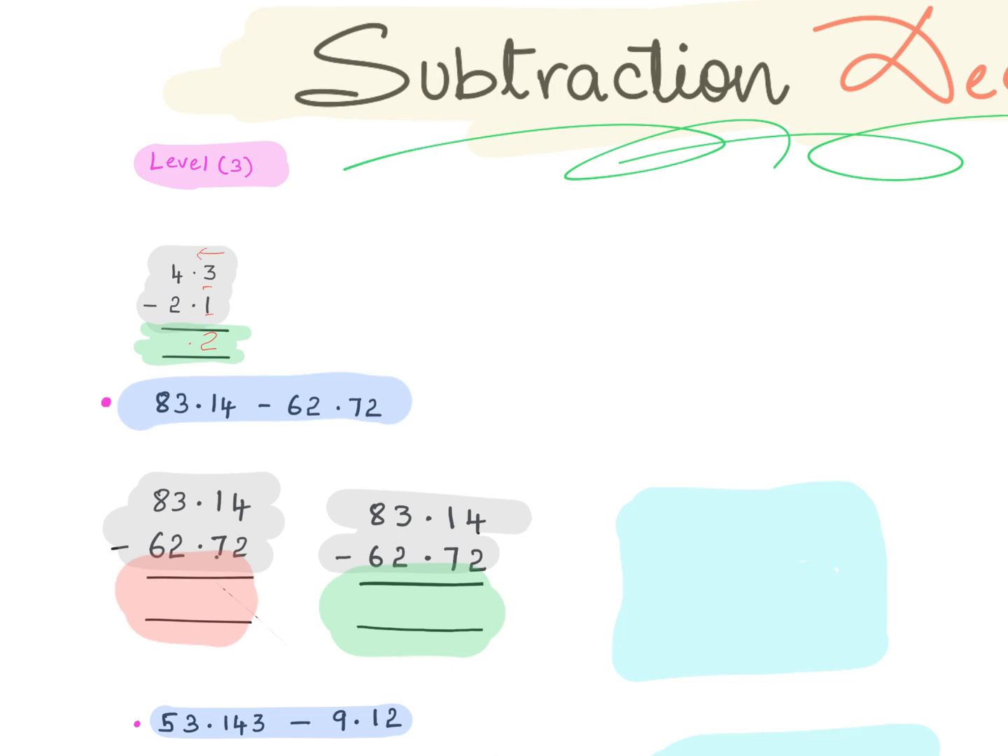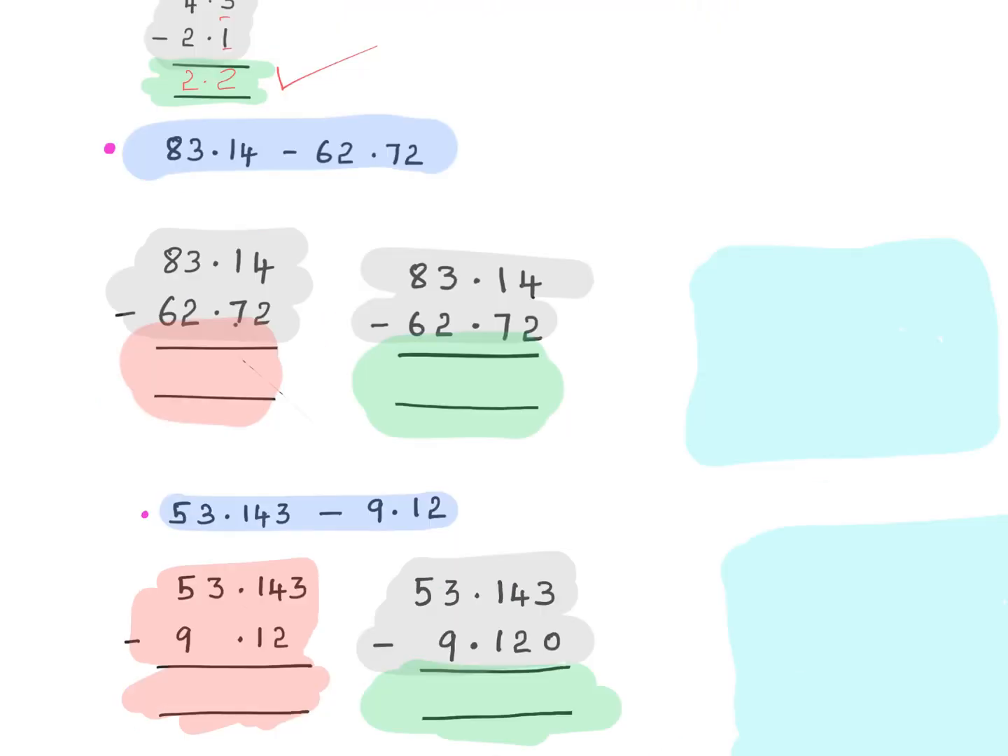Now after point, what is this? 4 minus 2 is 2. So the answer is 2.2. Now it is right. Now next example, what they given here, 83.14 minus 62.72.